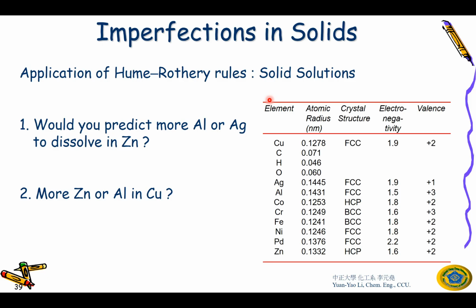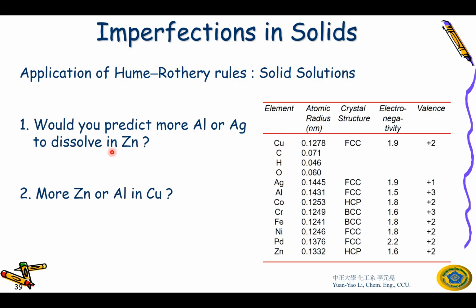Okay. So this is the question here. This will be 100% showing in your final exam paper. So I want you to remember these questions, and then I might change the elements, and then you find the answer. Okay. So question 1 is, would you predict more aluminum or silver to dissolve in zinc?